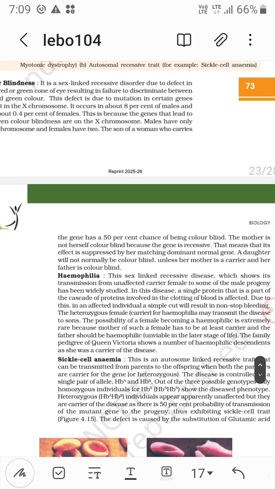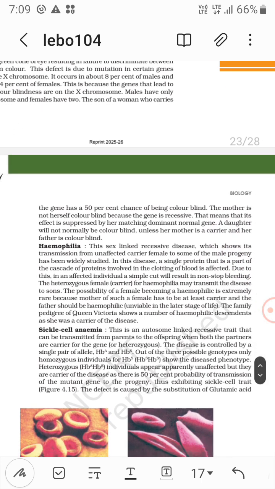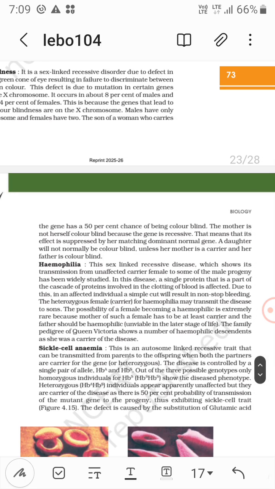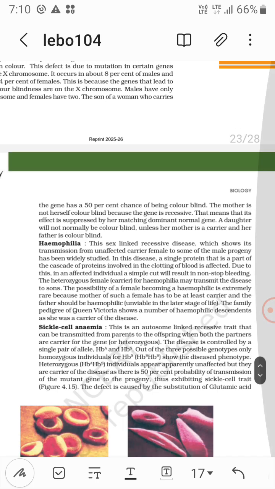The son of a woman who carries the gene has a 50% chance of being colorblind. So if the woman is a carrier, the son has a 50% chance of being colorblind.